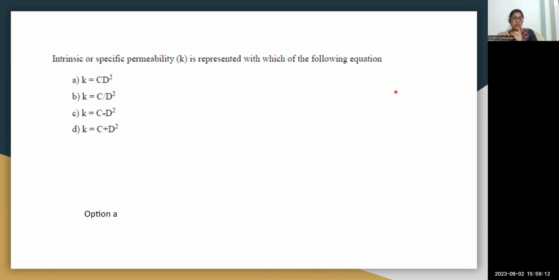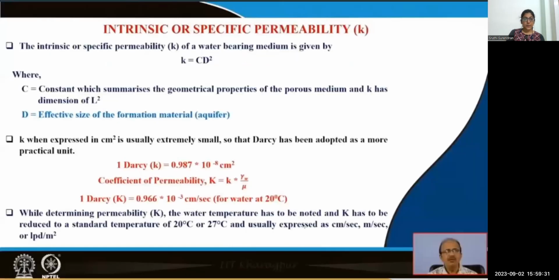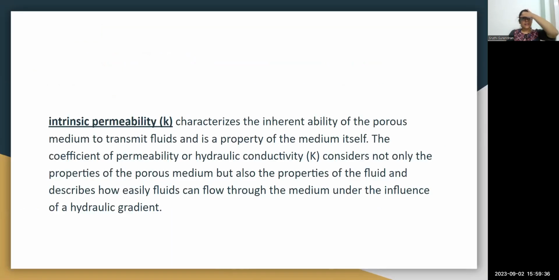Now, intrinsic or specific permeability is represented with which of the following equations? This is something that we haven't looked into. Option A is the correct answer. Intrinsic permeability is represented by the product of a constant C and D squared, where D is the effective size of the particles of the aquifer. Intrinsic or specific permeability characterizes the ability of the porous medium to transmit fluid, and it is a property of the aquifer medium or the soil medium.